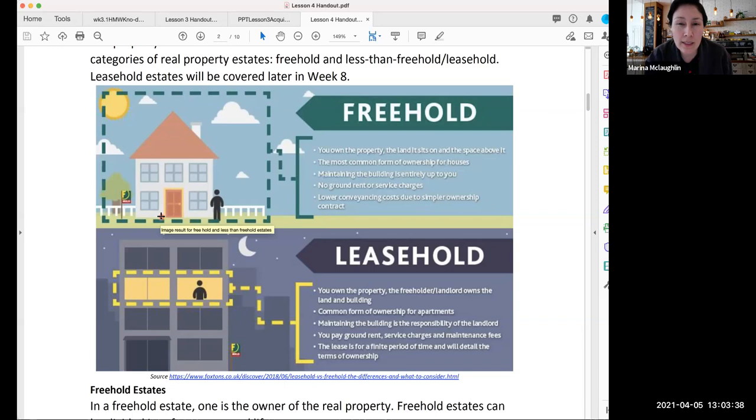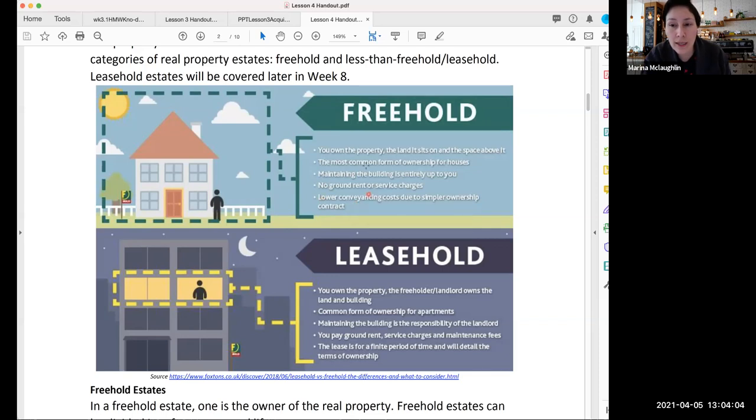Again, some places have an HOA, but even with an HOA, sometimes they will maintain some part of the area where you live, but not necessarily where your home is. You have to maintain that. Finally, it says there's usually lower cost involved with this kind of ownership.